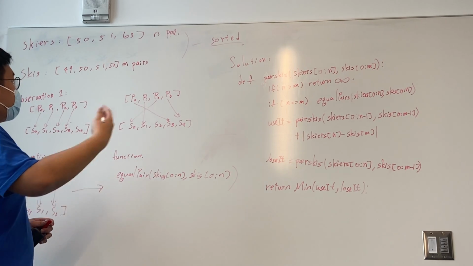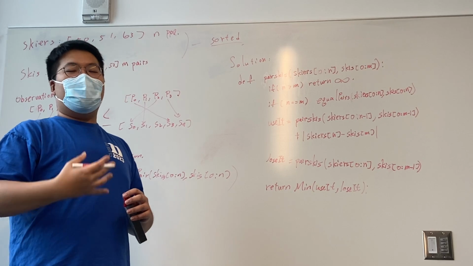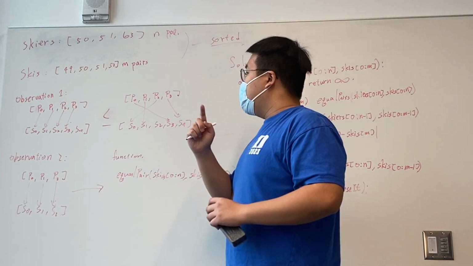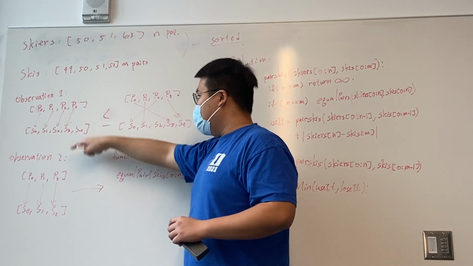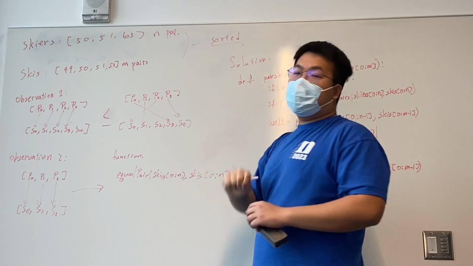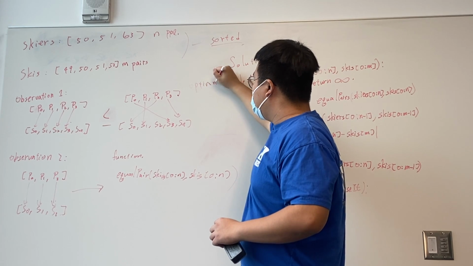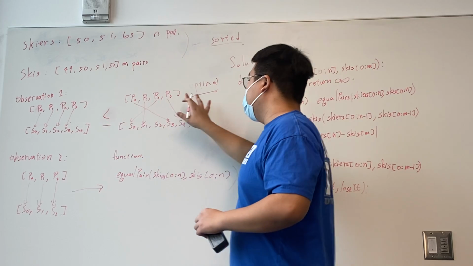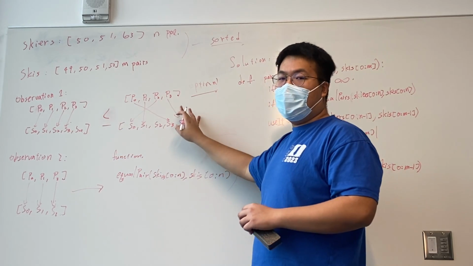Before we solve this, we have two observations. This is super significant. The first observation is that the way you distribute it like this is no less than the way you distribute it like this. So suppose this is the optimal solution, then this way of distributing is also an optimal solution, since it is less than or equal to this one.